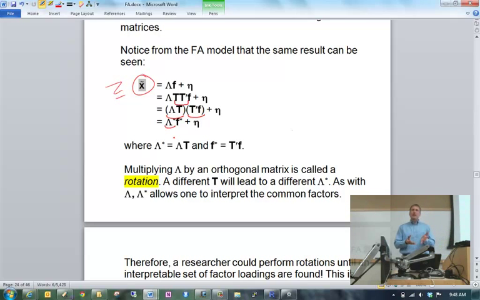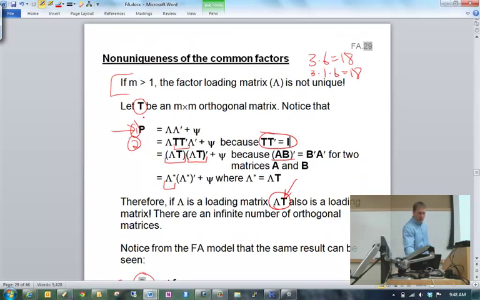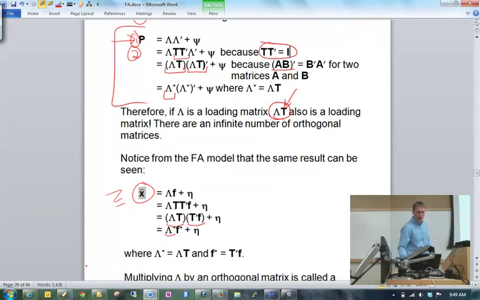Now, through the use of this little mathematical result here, now I have different common factors. Same model in the end, different common factors. Note that I may actually ask students to go through something like this on a test, to illustrate the fact that we have potentially different interpretations of our model.